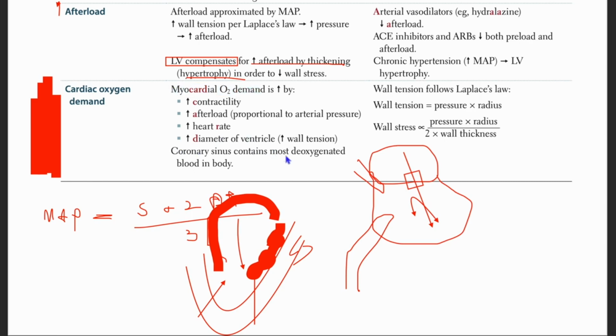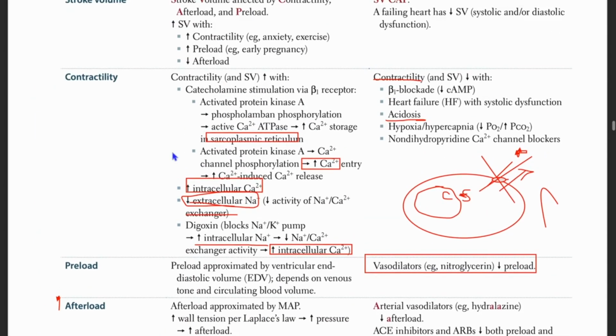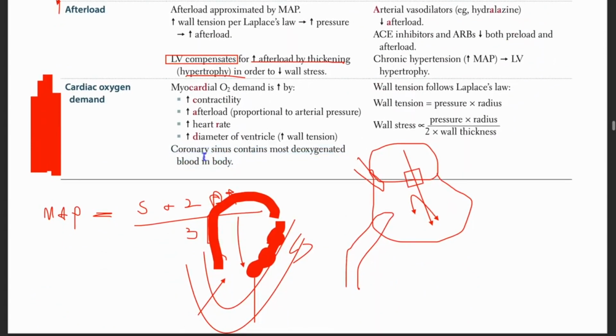Coronary sinus contains most deoxygenated blood in body. Okay, there you go. I guess I wrote it up there, but this is important here. Coronary sinus contains most deoxygenated blood in body. There will be a question on it, and now you know what the answer is.